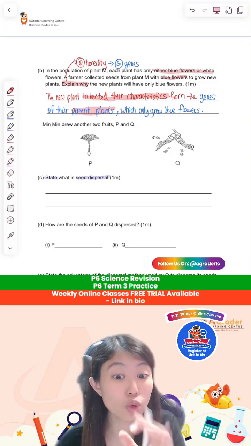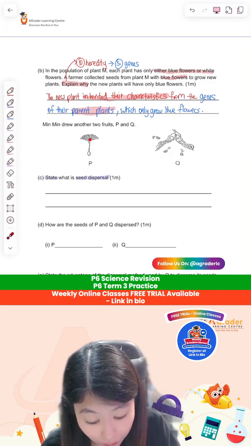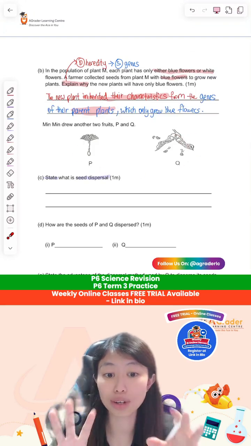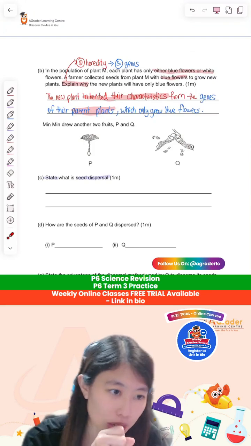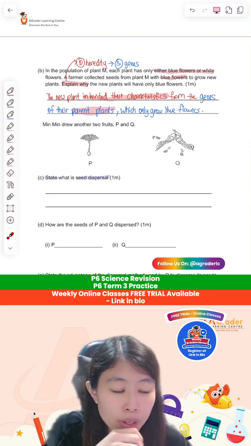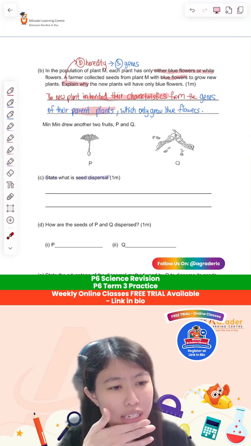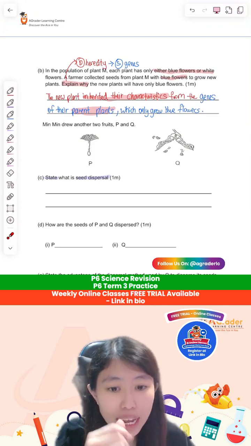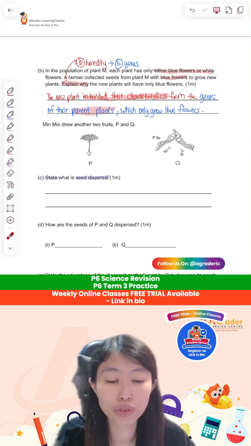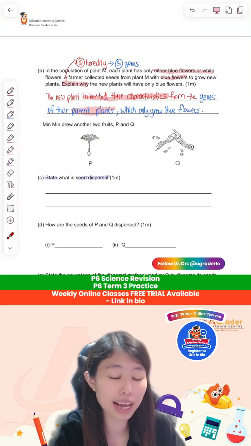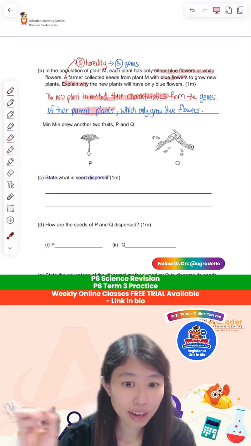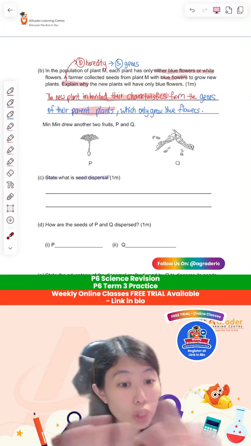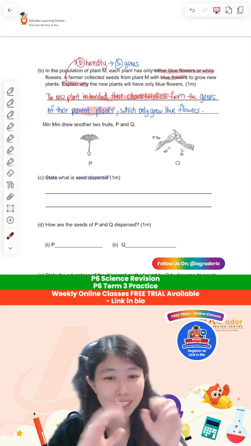What is seed dispersal? They never ask you what is the method of dispersal for P and Q. They're just asking a general science concept type of question. What exactly is seed dispersal? Moving of seeds. Okay. All right. Ken says it is when the seeds of the parent plant are being scattered away. Very good. All right.